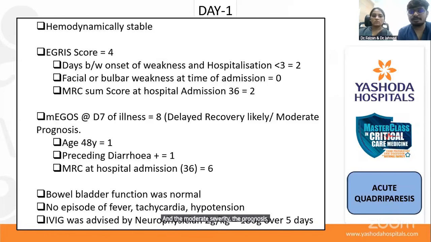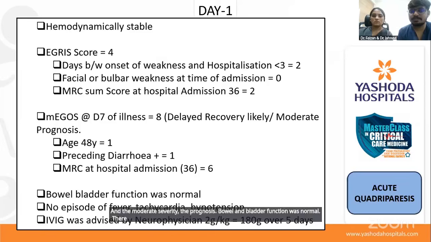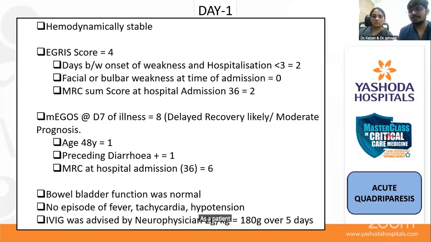Bowel and bladder function was normal. There was no episode of fever, tachycardia, or hypotension. And IVIG was advised by the neurophysician, 2 gram per kg body weight, which came around to be 180 grams, as the patient weight was 90 kgs, and was given over 5 days.